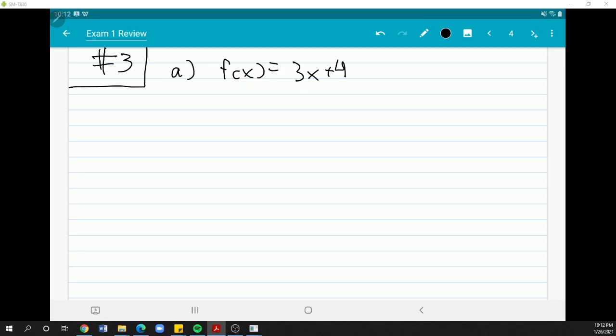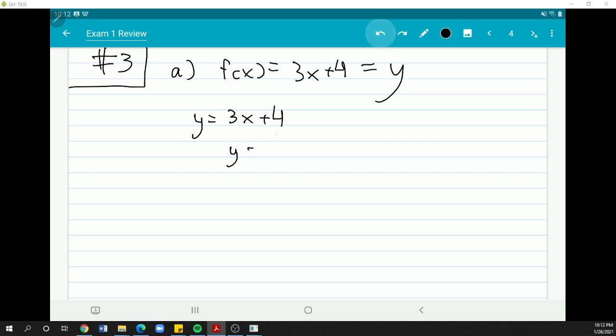So there are two ways to think about this. I'm going to call this y. And you can think of this in two ways. It's really the same thing. The way I tend to do it is I solve for x and then switch what x and y are at the end. So let's try it that way first.